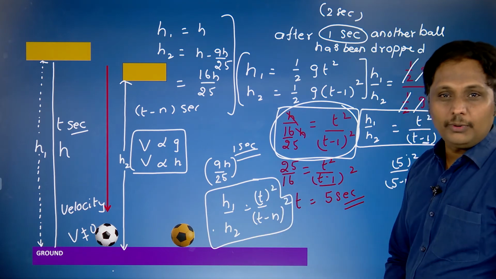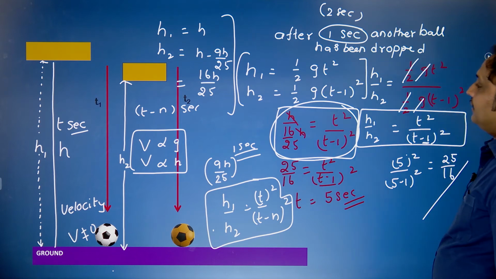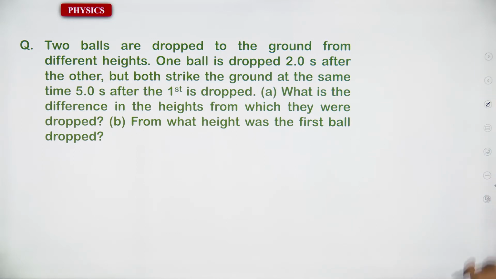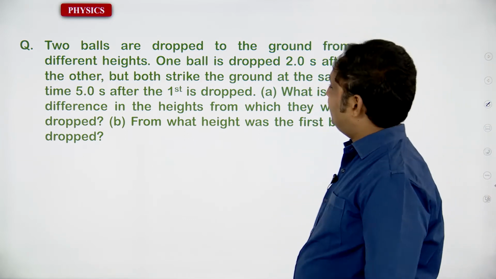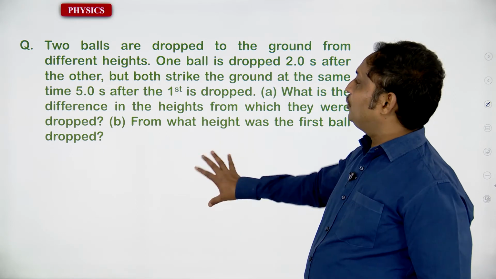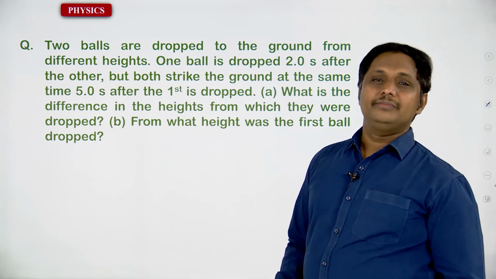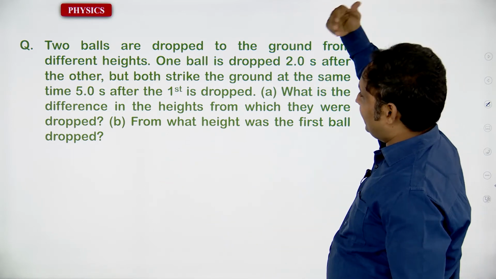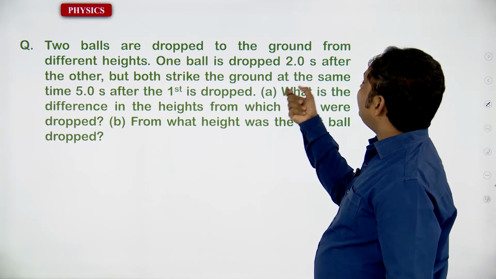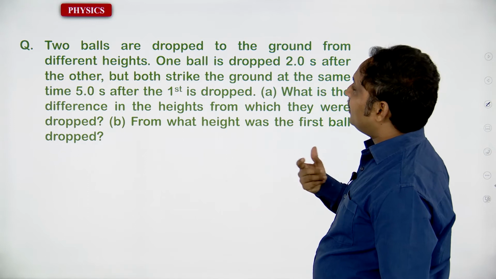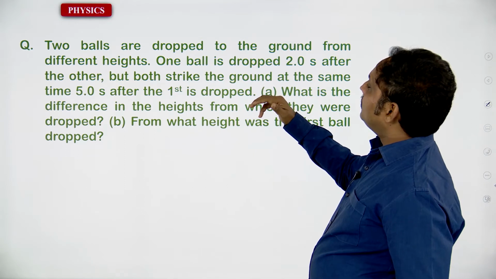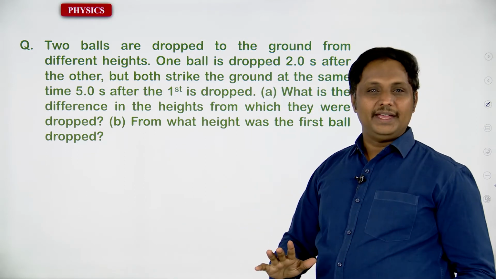So shall we go for the problems? Yes, we have to read this one, everyone has to look into this matter. Two balls are dropped, let's see, this is a very important problem. I think our discussion is going to be related to this problem, what we have seen previously. Two balls are dropped to the ground from different heights, alright, it's very clear. One ball is dropped 2 seconds after the other, okay, it's very clear. Both strike the ground at the same time, okay, it's very clear.